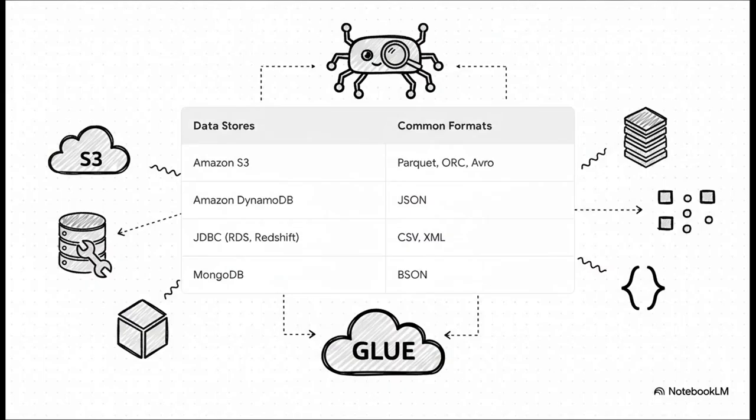And these crawlers are incredibly versatile. You can see here they don't just work with S3. They can connect to your regular relational databases using JDBC, NoSQL databases like DynamoDB, and they understand a whole bunch of different data formats, from super efficient ones like Parquet to your everyday CSV and JSON.